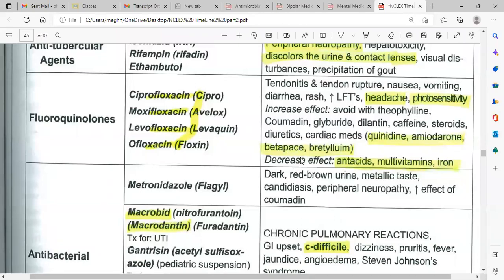And some medications can decrease the effect, like antacids. So antacids and fluoroquinolones, not together. Multivitamins and iron with Cipro, never ever.